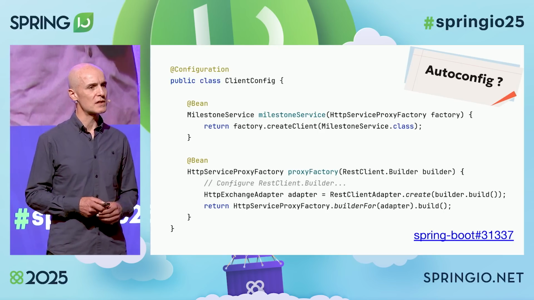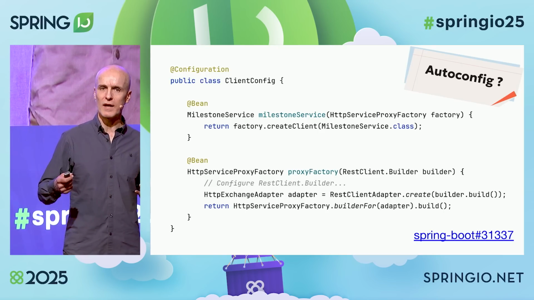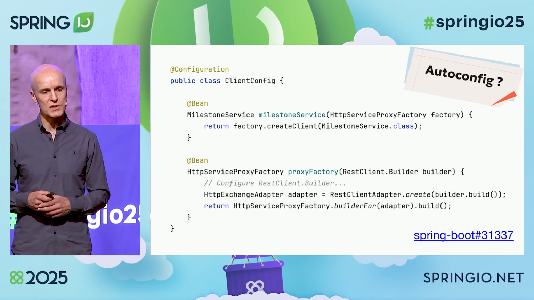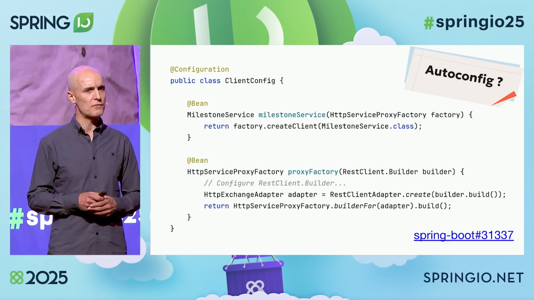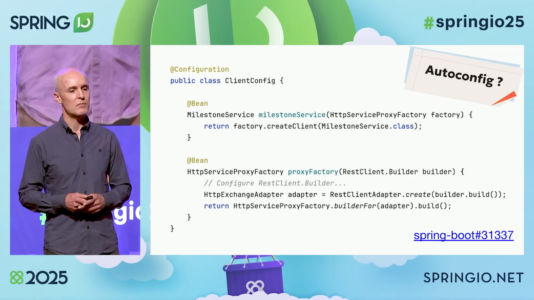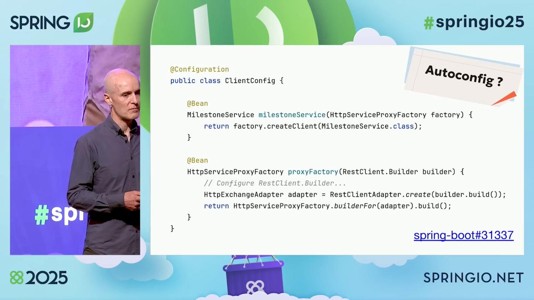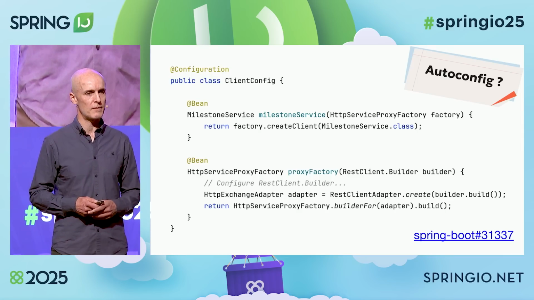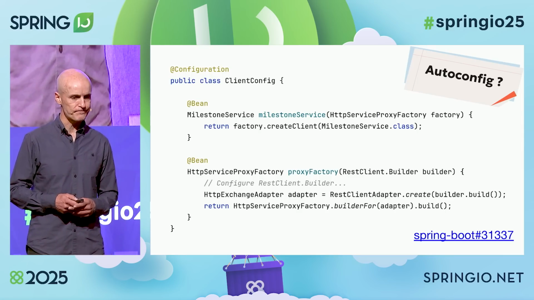But the next question is, how can we make this easier? Is there anything we can do in auto-configuration in Spring Boot? And this started out as an issue in Spring Boot, and for a while the discussion didn't really go anywhere, because it's not obvious at first what can be done. I mean, it takes just one line to create the proxy, so what can Boot actually help with here?